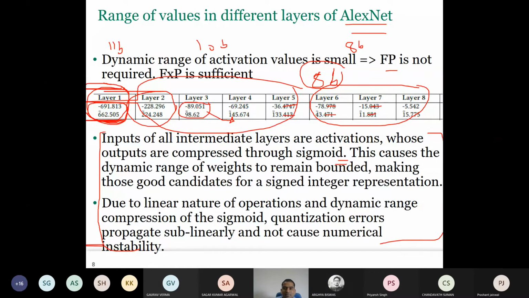Yes, sir. Layer 3. Layer 4 has more range, 145. So this is not always the case that the range will reduce. Okay. Yes.